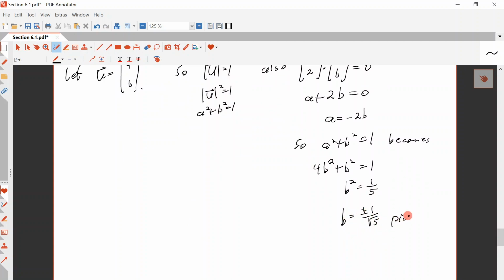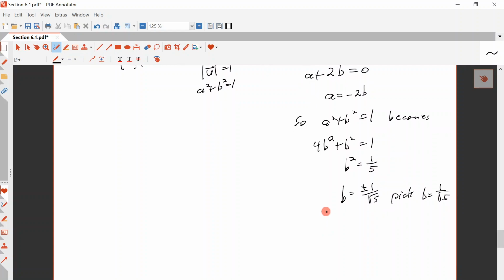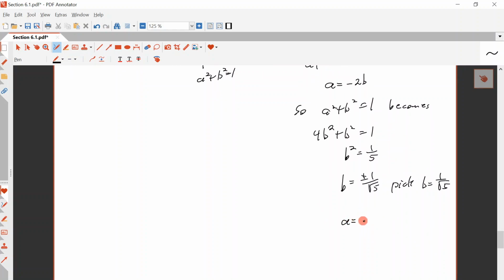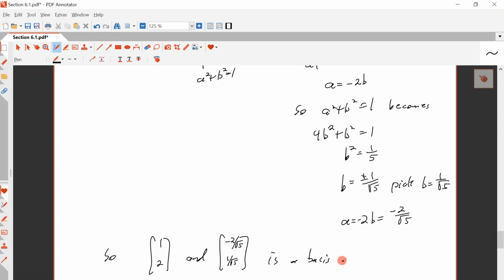Let's pick b equal to 1 over root 5. So then a is minus 2b, which is minus 2 over root 5. So (1, 2) and (minus 2 over root 5, 1 over root 5) is a basis of orthogonal vectors in R2, with the second a unit vector.